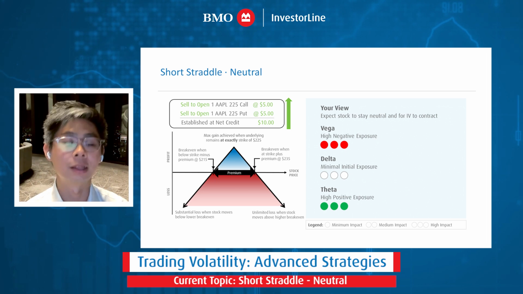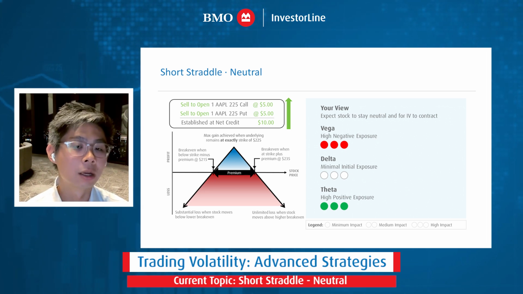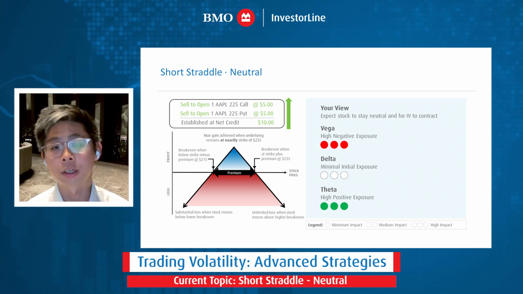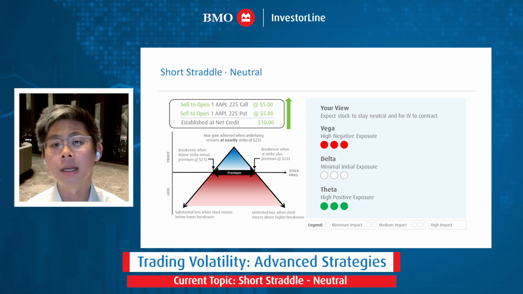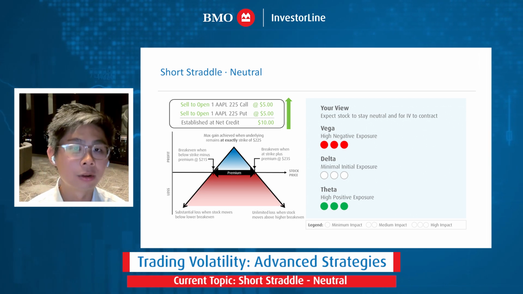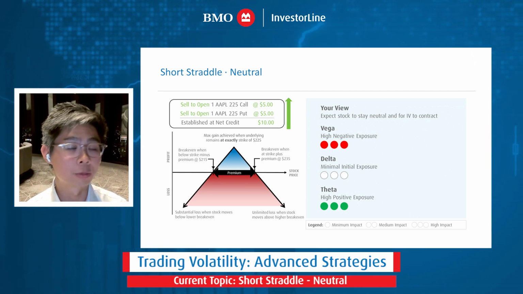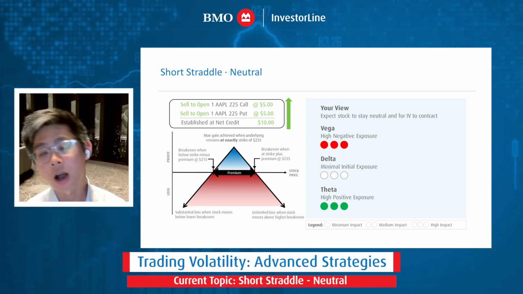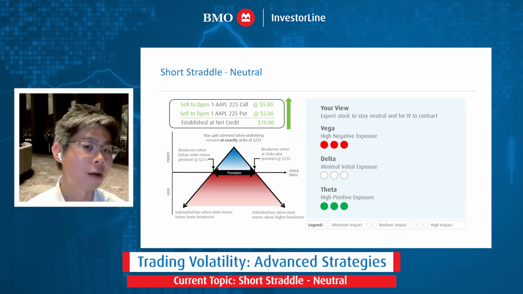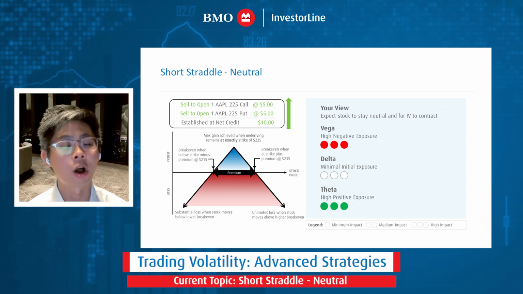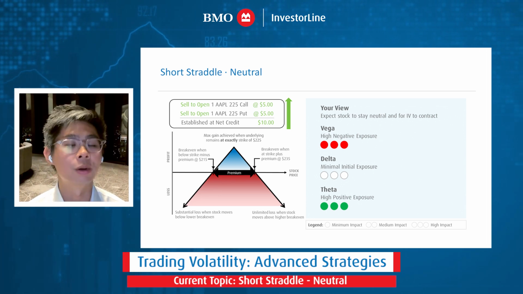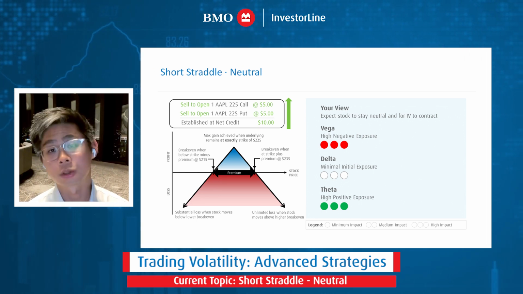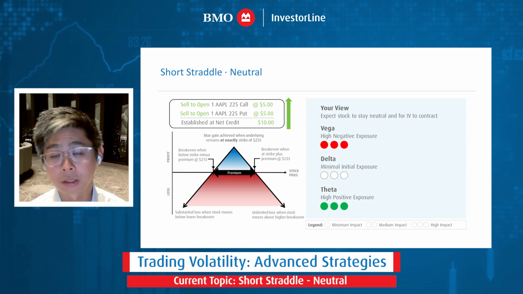The other benefit that this strategy has is that it has what we consider minimum delta exposure, at least initially. Meaning, if the underlying stock doesn't move, you have very little delta exposure because whatever delta exposure you have from the call side is effectively offset from the delta exposure that you have from the put side. They effectively offset each other so that initially when you enter the trade, your delta exposure is very close to zero, if not zero.